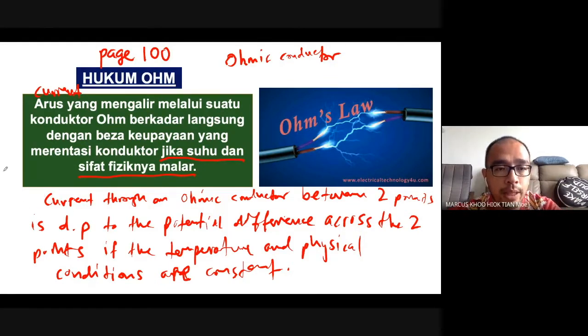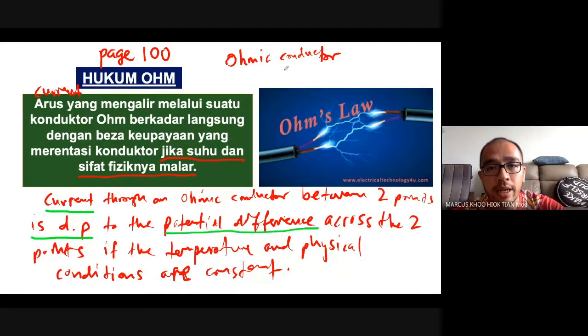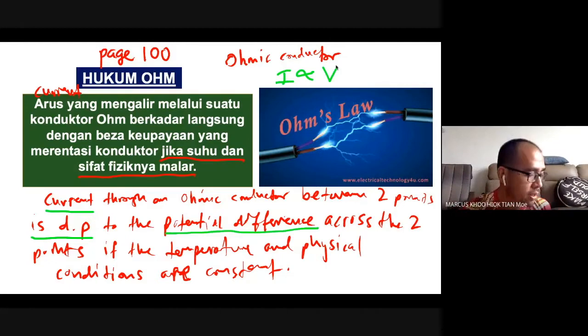But the keyword, if we have a highlighter or something, is just this: current is directly proportional to the potential difference. That's it. Current is directly proportional to the potential difference. And yesterday we learned that current is given with the symbol I. I don't know why my I is not coming out. I is directly proportional to V. That's the singular most important thing about Ohm's law. Ohm's law states that current, blah blah, is directly proportional to the potential difference, then blah blah. That's the singular most important thing.